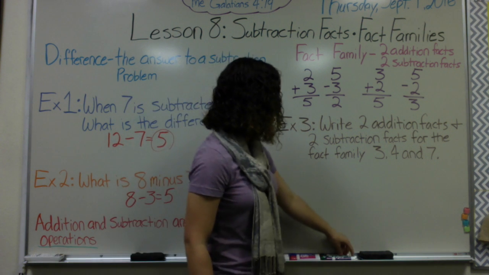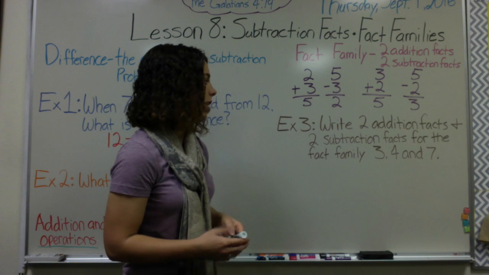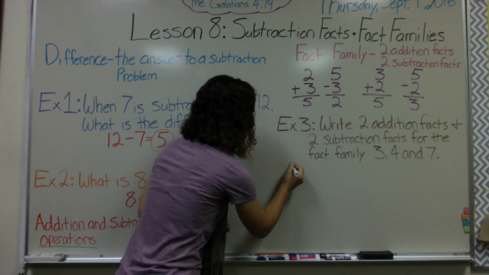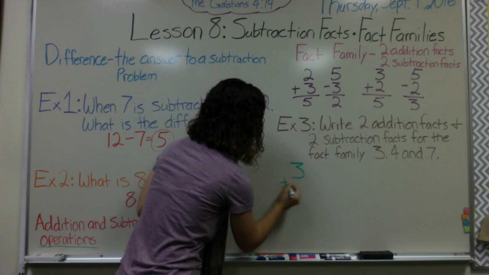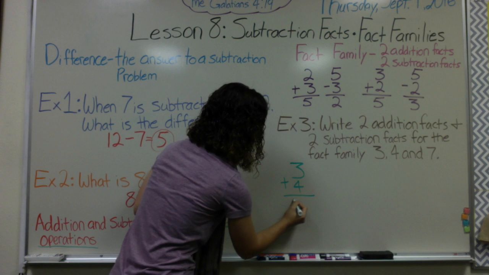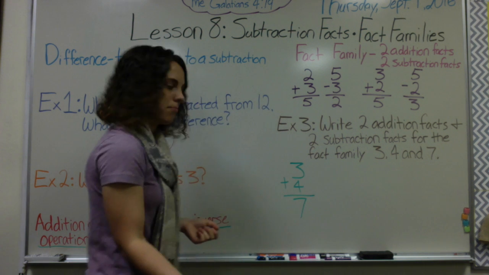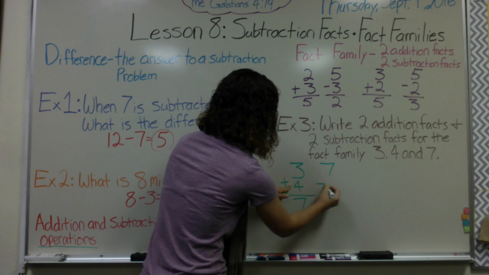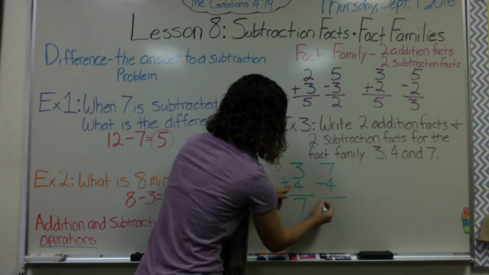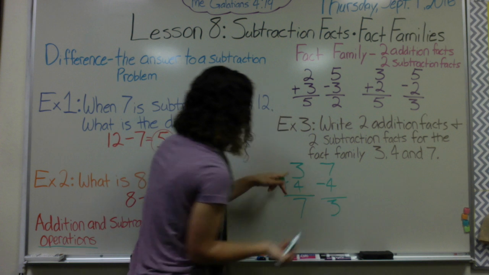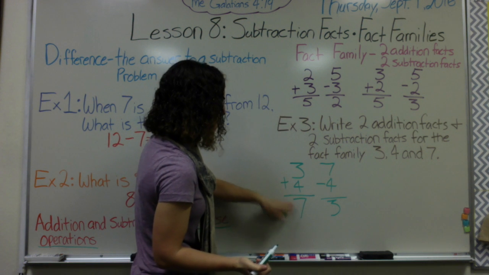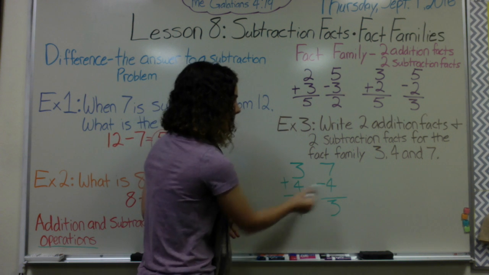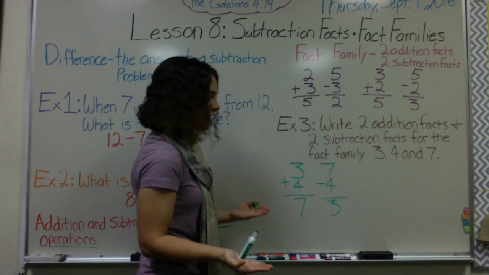So example 3, we have: write 2 addition facts and 2 subtraction facts for the fact family 3, 4, and 7. So I'm going to write that 3 plus 4 equals 7, and I want you to write these down with me. I can also say that 7 minus 4 equals 3. That's how I would prove this problem, by saying, well, 7 minus 4 has to equal 3, because 3 plus 4 equals 7. Both of these are true, so I've proved those answers.